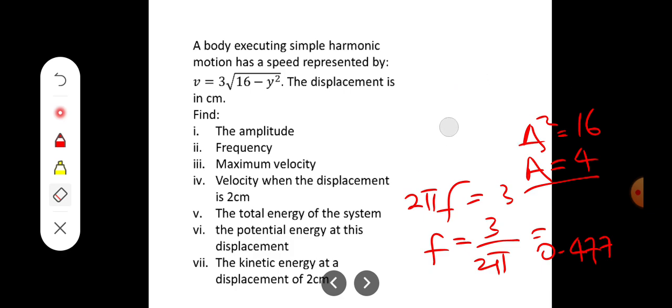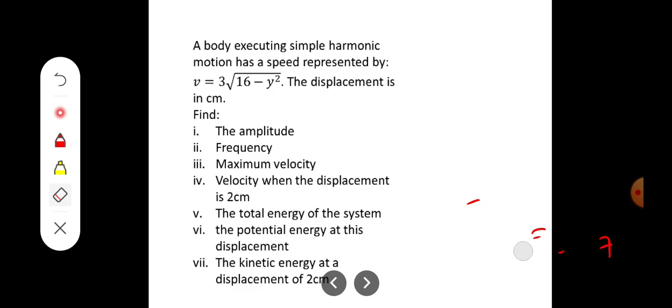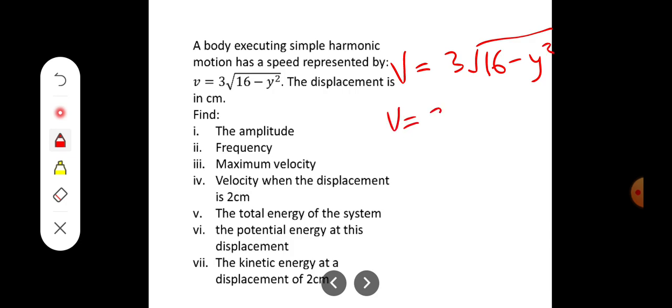Let's clean this up. Good. So the next question says, we should find the velocity when the displacement is 2 meters. I guess that's quite easy because velocity is already 3 root 16 minus y squared. But the question says the displacement is 2.